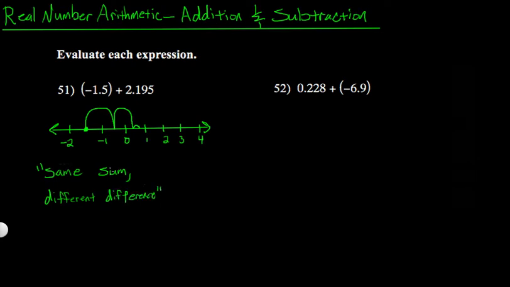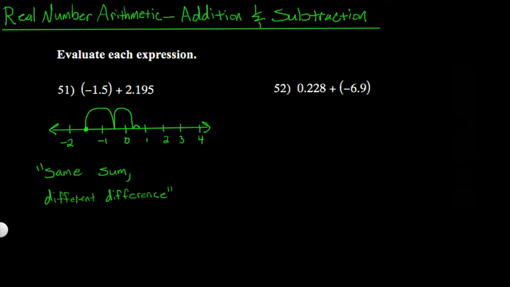All right, sum here refers to addition, difference here, written very sloppily, refers to subtraction. So same means that if the numbers that I am adding are the same, have the same sign, meaning they're both negative numbers or they're both positive numbers, then to find the answer, I'm going to take the sum of the numbers in absolute value.